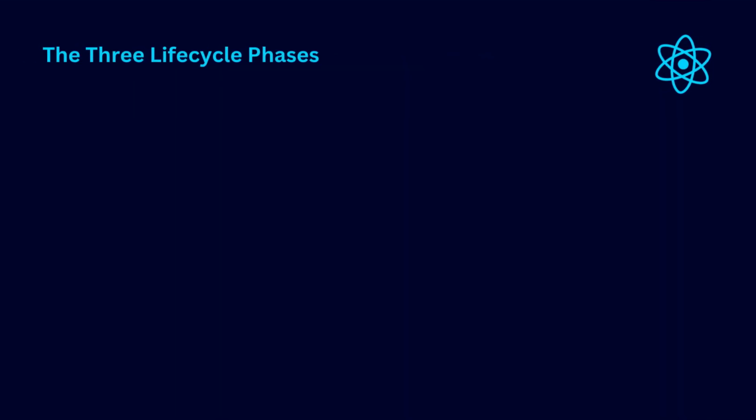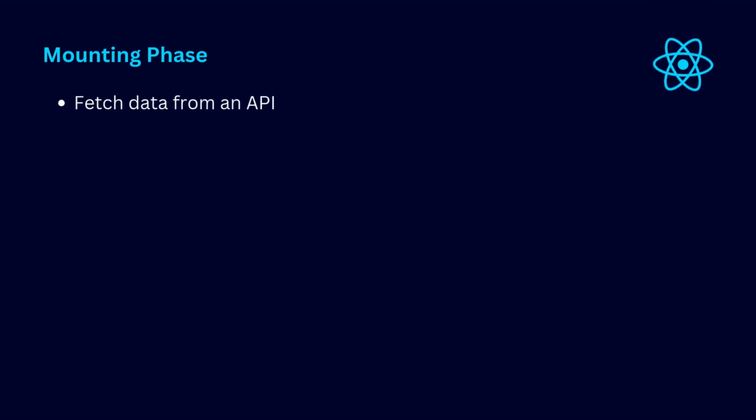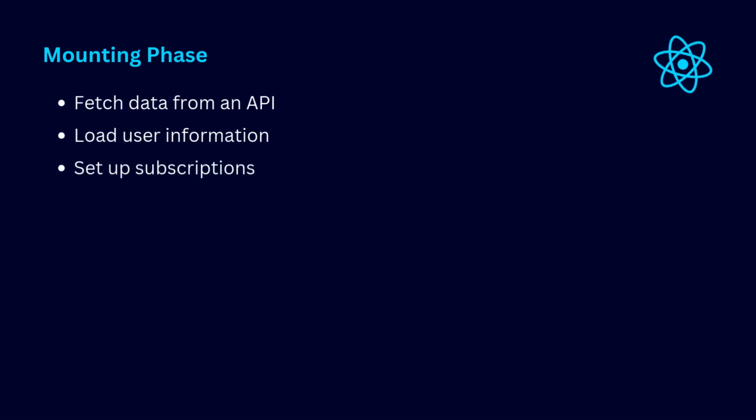A React component has three main lifecycle phases: mounting, updating, and unmounting. Let's understand each. First, we will see mounting phase. Mounting means when the component is created and displayed on the screen for the first time. This is when we usually fetch data from an API, load user information, set up subscriptions, and initialize values.